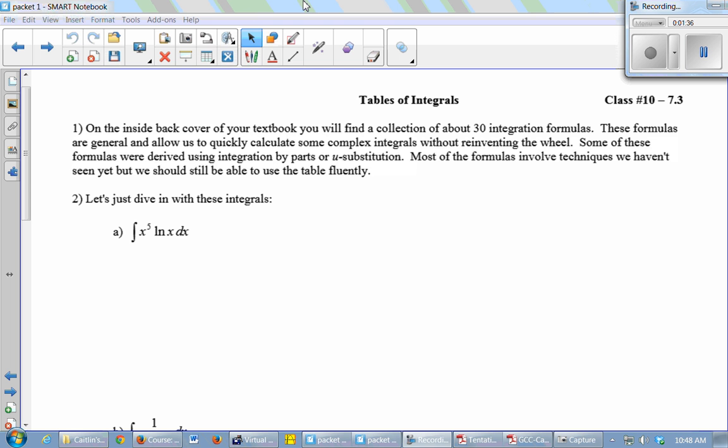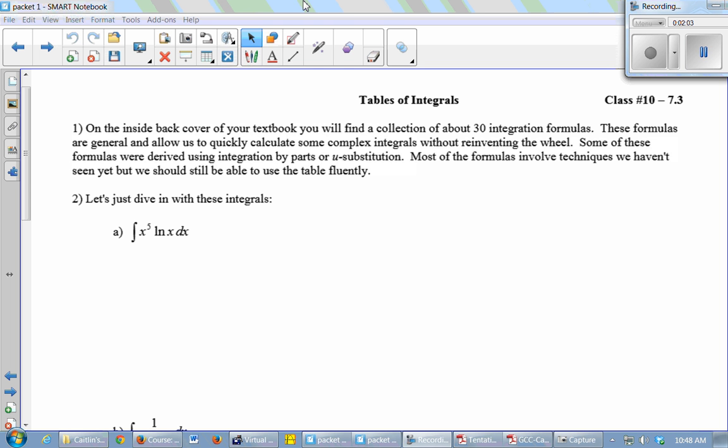Many of these are derived by parts or u substitution. In fact, I think number 8 was in your homework, to derive this formula. So these would also make excellent bonus questions, asking you to prove one of these formulas for the test.